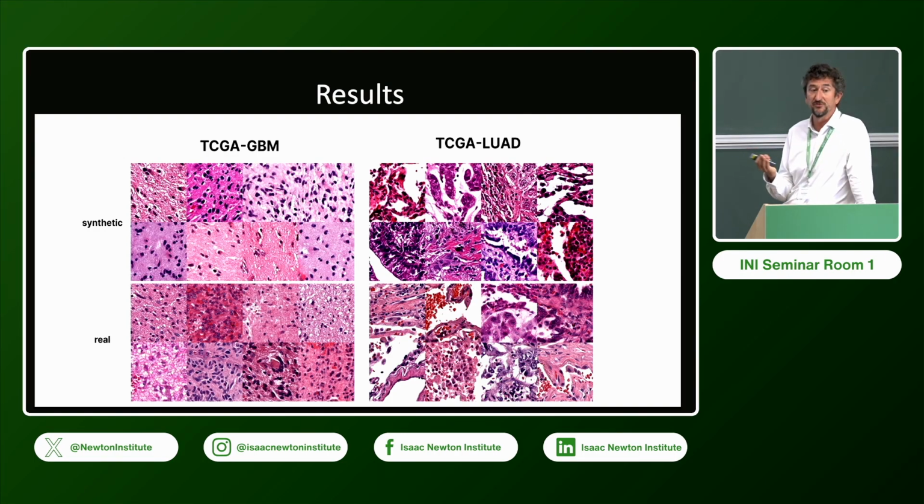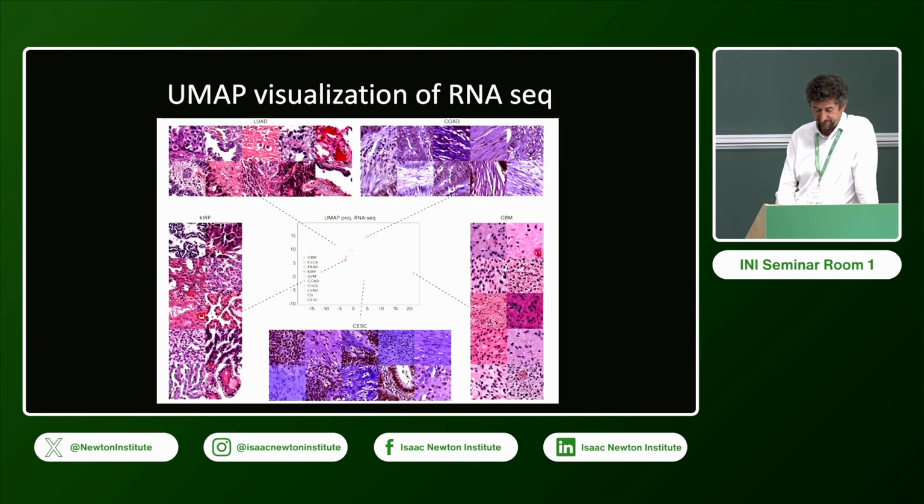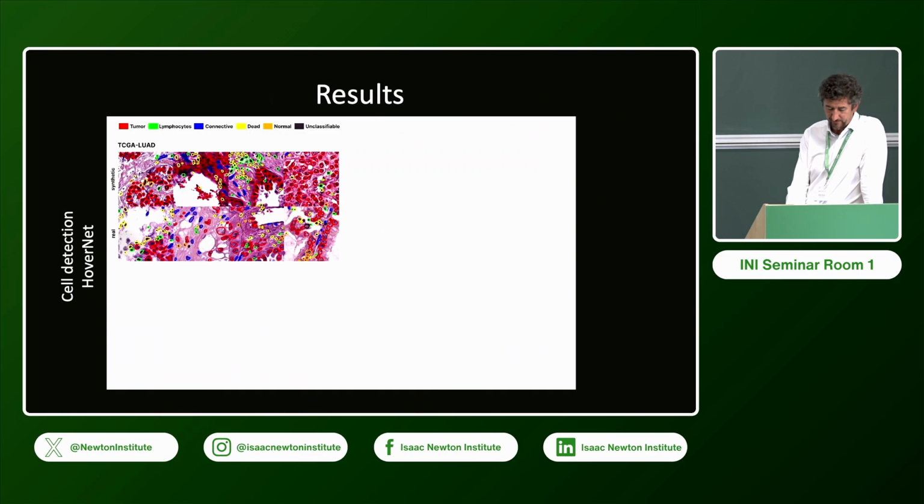We showed these two pathologists, and they cannot distinguish real from synthetic images. This is another visualization of the 5 tissue types. In the middle, I'm showing you a UMAP of the RNA-seq profile. As we know, RNA-seq is very tissue-specific, so we see nice clusters for each of the tissues, and then very tissue-specific visualizations in these synthetic images.